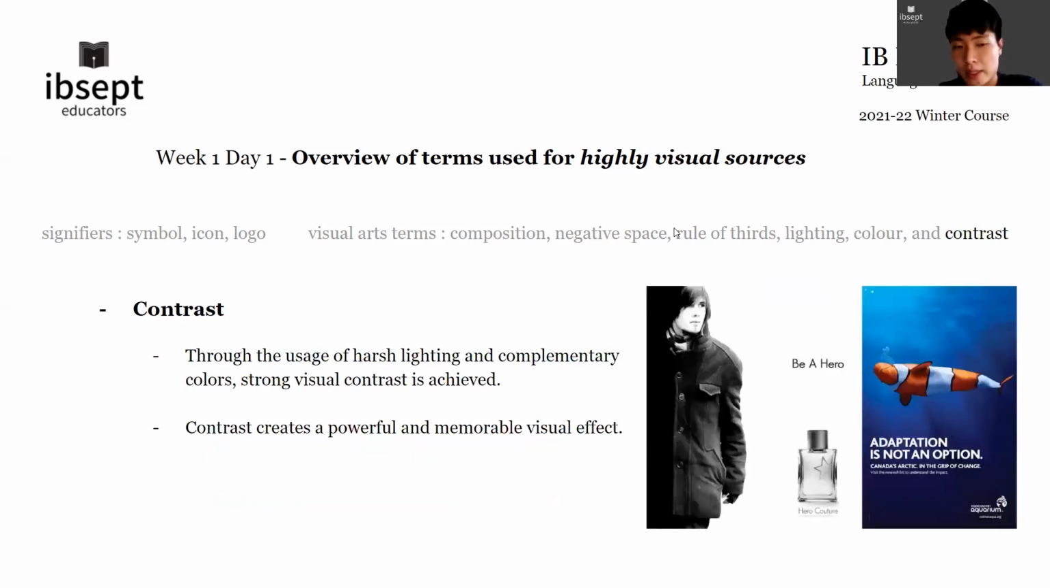And lastly, we're going to be looking at contrast. So contrast can be achieved through both lighting and color. In this first example, the usage of harsh lighting has created an image with very strong contrast. The man, the perfume, the caption all stand out very strongly. And this visual contrast helps make the image memorable. It also makes the main visual elements of an image stand out very effectively.